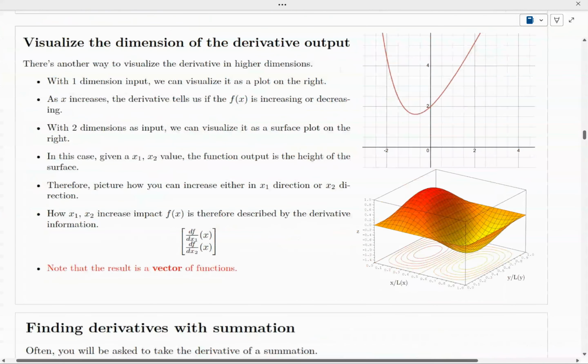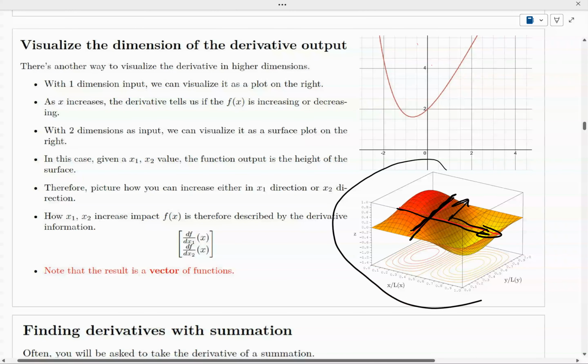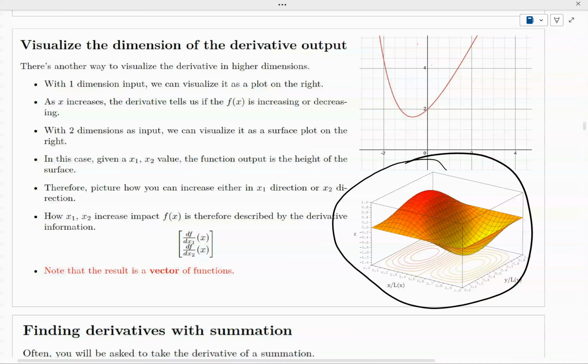And this can also be visualized this way. So remember, in one dimension, you only look at x. As x increases, how does it impact y? Is it going up? Is it going down? But when you have multiple directions, like this particular example here, you need to know, as x increases, how does it impact the function? As y increases, how does it impact the function? So you can keep this mental image in mind as you go to higher and higher dimensions.